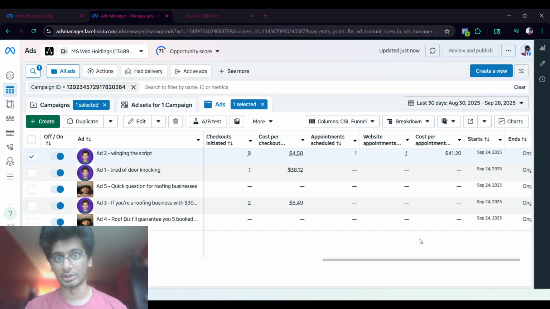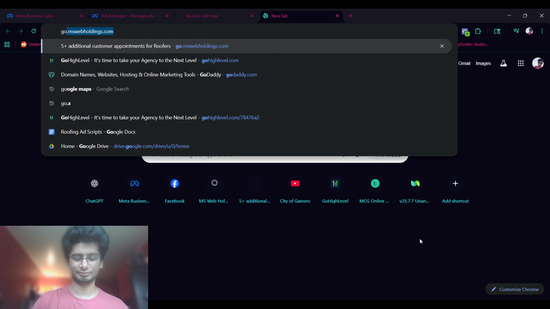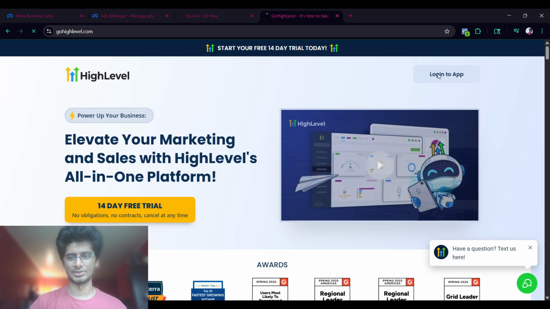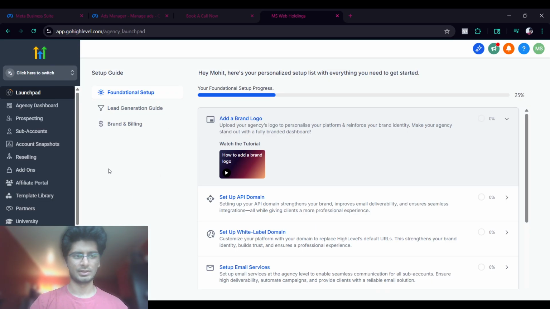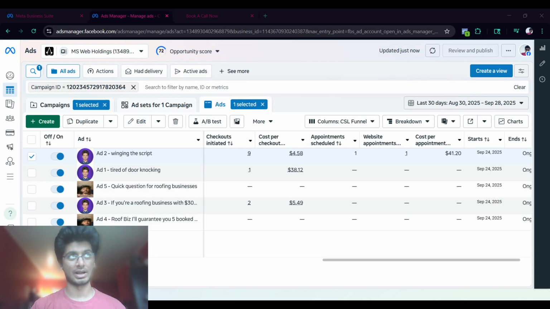I'll have to check this on my Go High Level account. If you don't know what Go High Level is, this is basically where you set up your funnels, websites, phone numbers, automations, emails, all that stuff. I prefer it over ClickFunnels because the automations are just insane. They're amazing. You can nurture your leads so much easier and turn them into customers because of the automations. You can do so much with them.